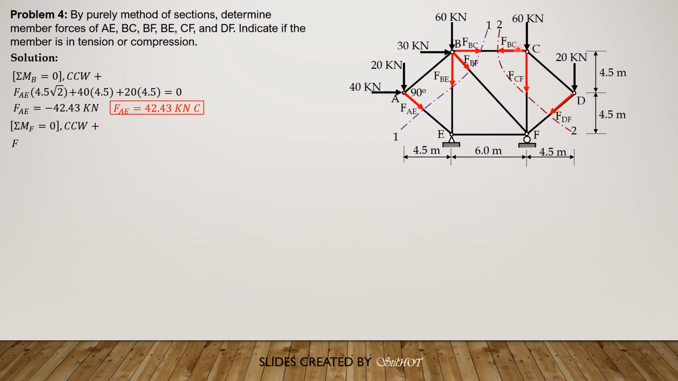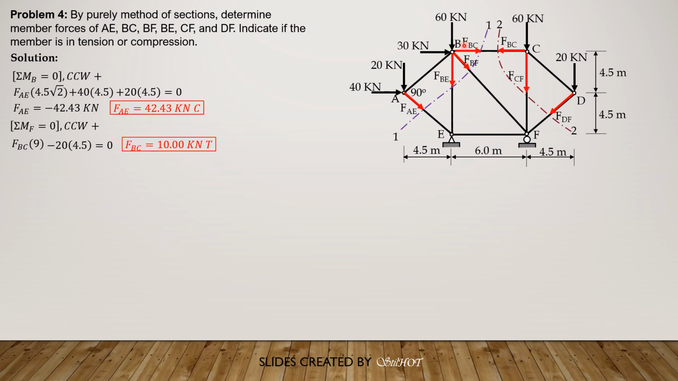So FBC times 9, then minus 20 times 4.5 equals 0. So we solve FBC as equal to 10 kilonewtons. So it is positive tension. Now we go back to all forces up and left side of section 1-1.